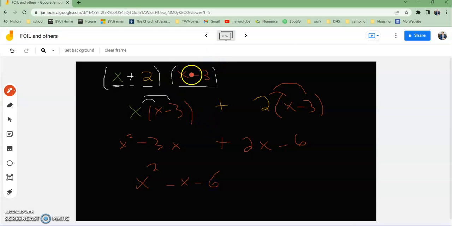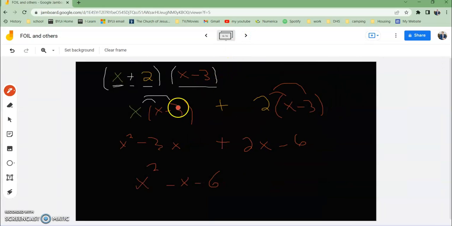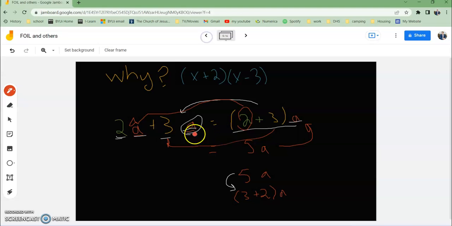And that's actually how it works. We essentially take advantage of this red a right here, just like that one, and we can separate this out. And that's how we have it right here. Boom, boom, boom, boom. And that's it.